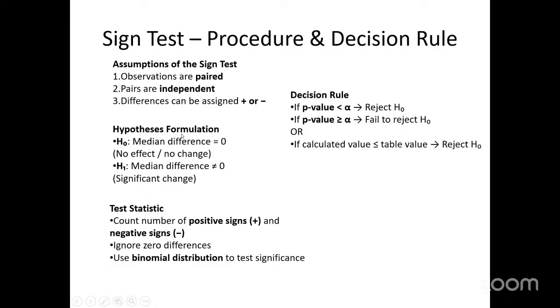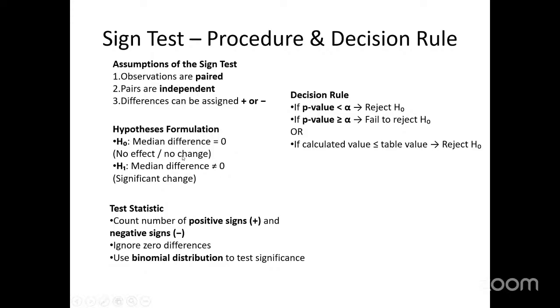So what is our hypothesis? The median difference is equal to 0 for the null hypothesis. That is, no effect, no change. Keep in mind, in the t-test we are dealing with mean differences, but in the non-parametric sign test, we are dealing with median differences, not the mean. H1, our alternative hypothesis, is that the median difference is not equal to 0. That is, there is a significant change.